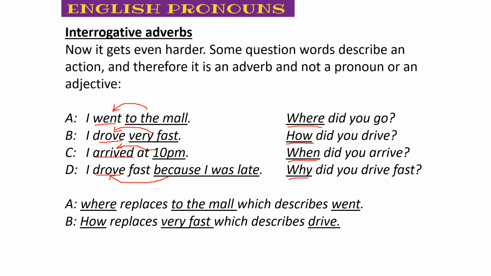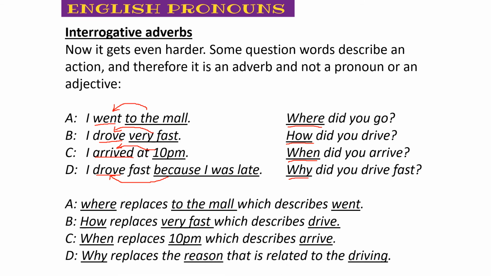So you can see here how it works. Where replaces to the mall, which describes went. How replaces very fast, which describes drive. When replaces 10 p.m., which describes arrive. And why replaces the reason that is related to the driving. So these are verbs: drive, went, arrive, driving. So it's replacing something that describes a verb, and therefore it is an adverb. These are interrogative adverbs.